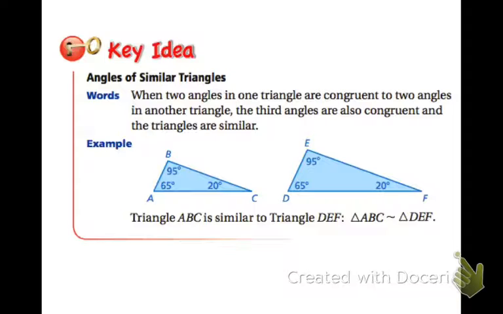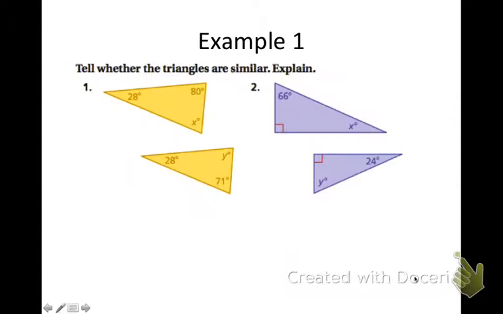In the example given in this key idea, you see that triangle ABC is similar to triangle DEF. So the first example we're going to do is to tell whether the triangles are similar, and we'll explain. You'll want to solve for x, and what we're looking for is at least two of the angles to be congruent, and then we know that the third one is also congruent.